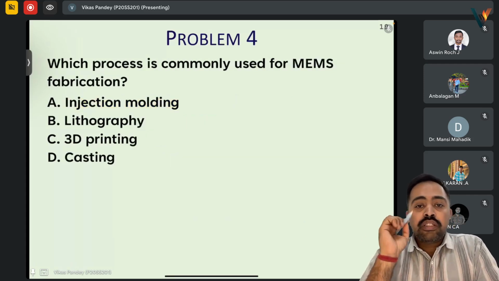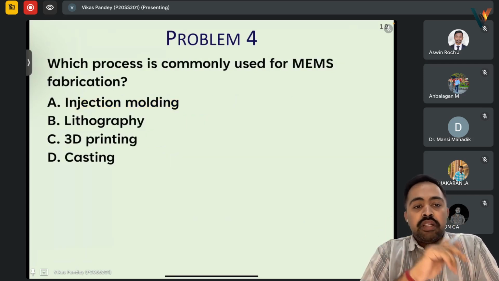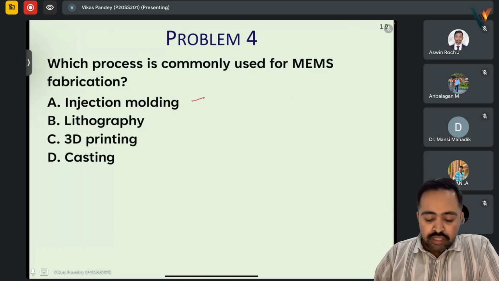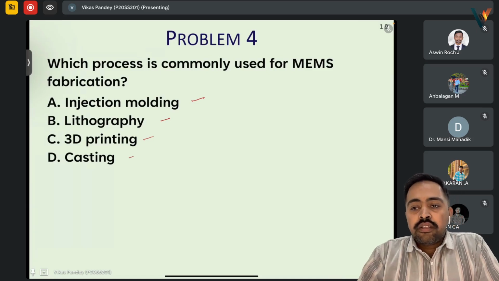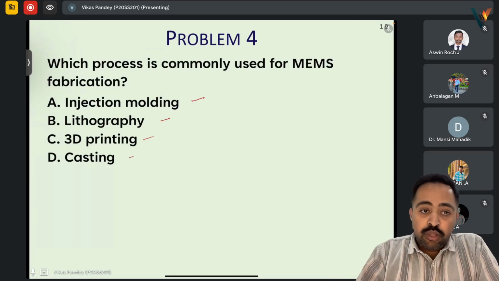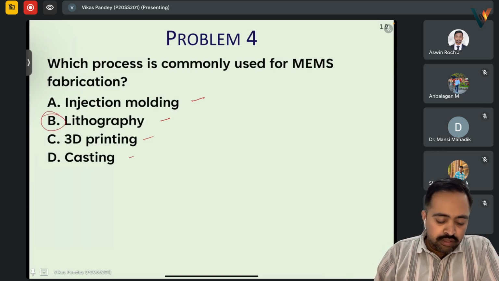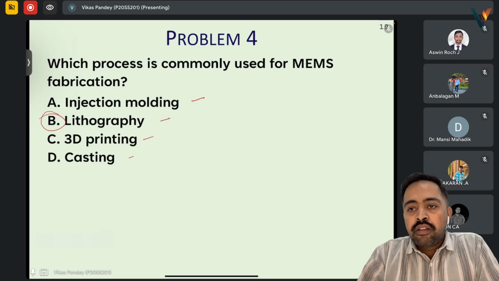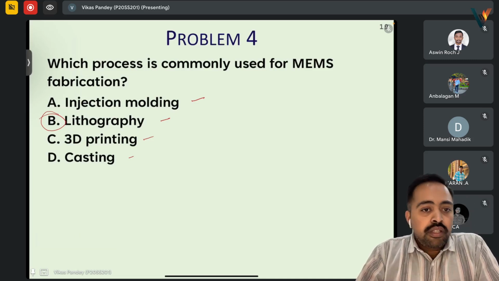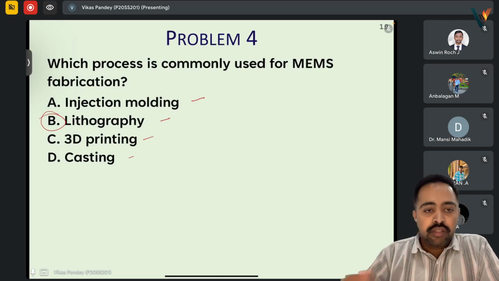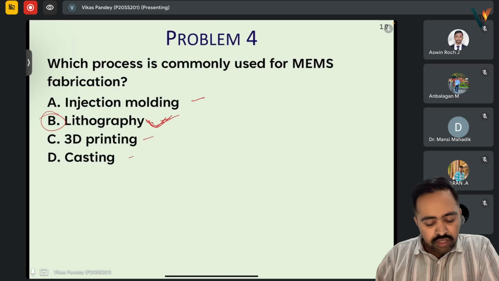Which process is commonly used in MEMS fabrication? Injection molding, lithography, 3D printing, or casting? Yes, lithography. Anyone else? Lithography, good. Nowadays, this is the most dominant one, very correct.